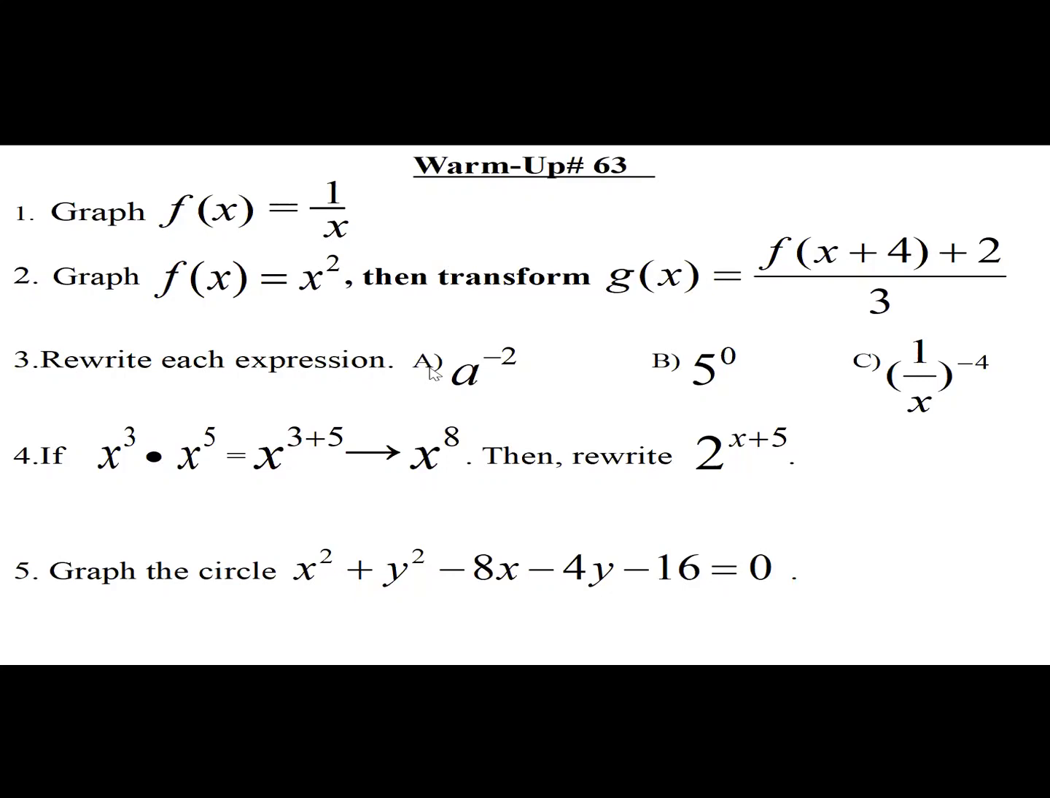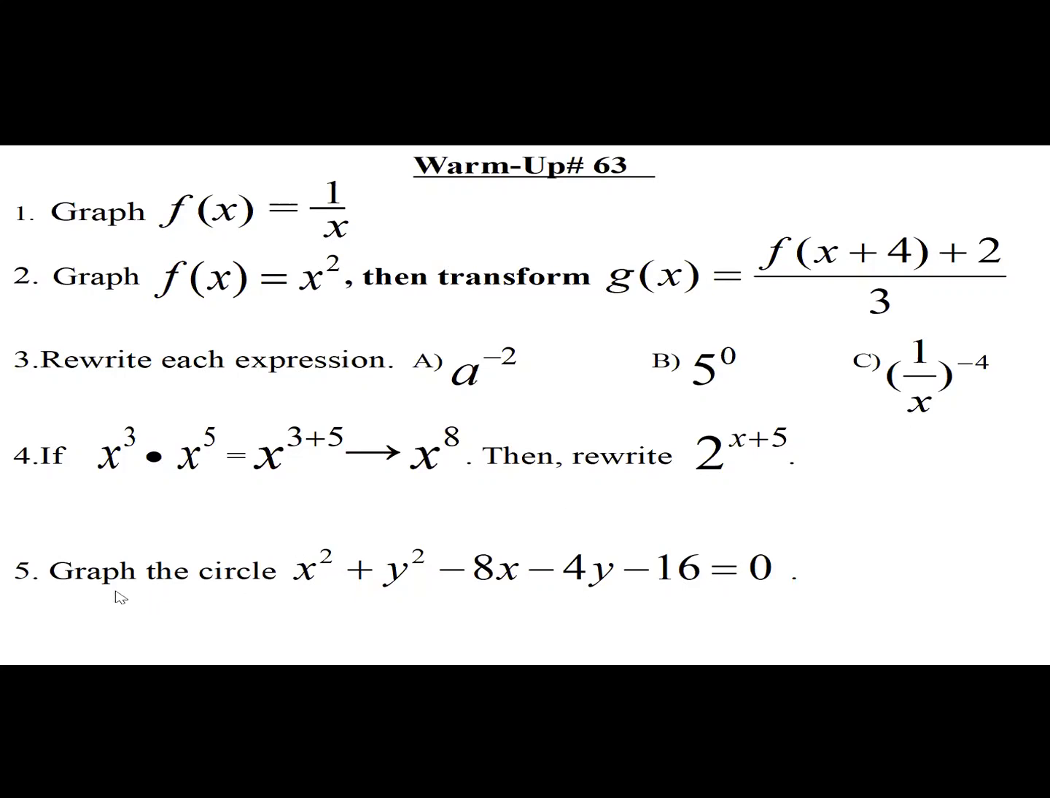Part A, 3a, reads a with an exponent of -2. Part B reads 5 with an exponent of 0. Part C reads (1 over x) with a negative exponent outside of the parentheses. Number 4, it says, if x to the third times x to the fifth equals x to the 3 plus 5, which is x to the eighth, then rewrite 2 to the exponent of x plus 5.